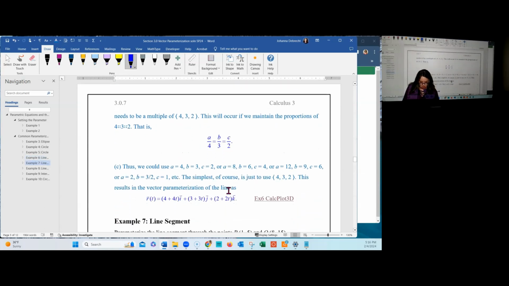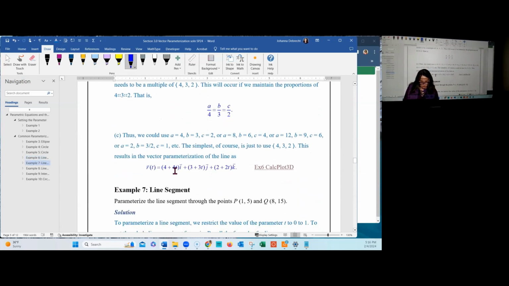So in this case, I believe I just chose 4, 3, 2, and you can see that I went ahead and wrote the vector parameterization of the line here. 4 plus 4t in the i hat direction, plus 3 plus 3t in the j hat direction, plus 2 plus 2t in the k hat direction. These could also be written without the standard unit vectors in the angle brackets, representing a vector valued function.